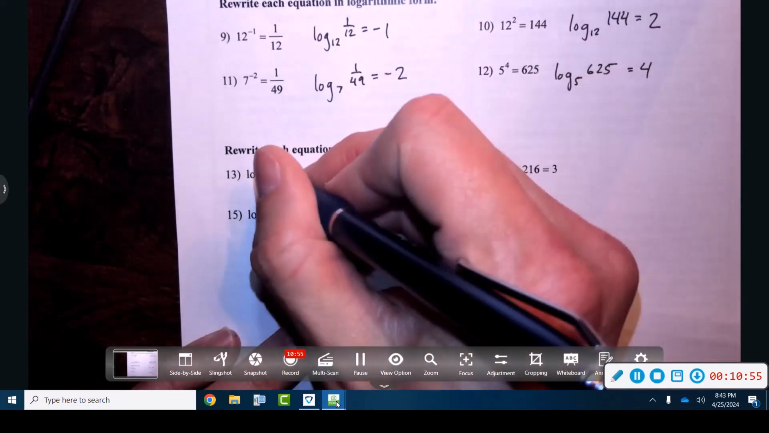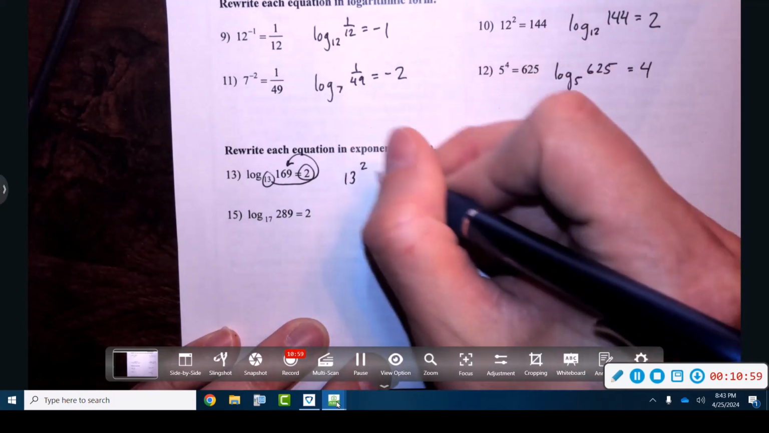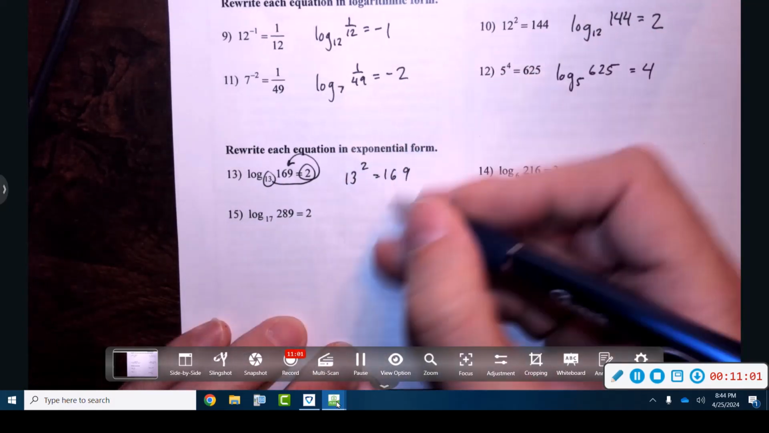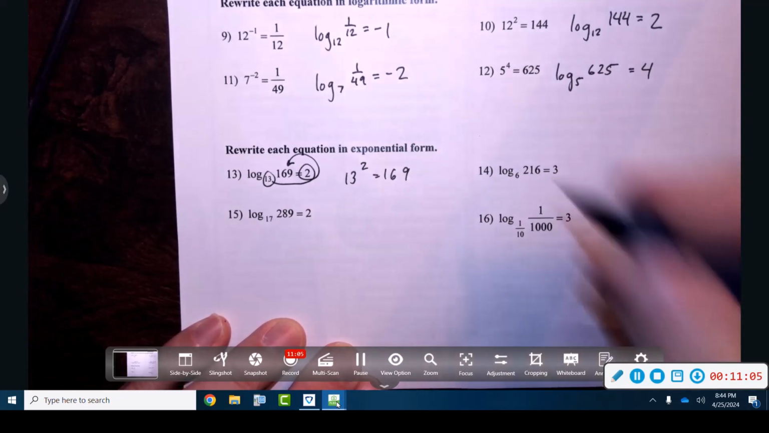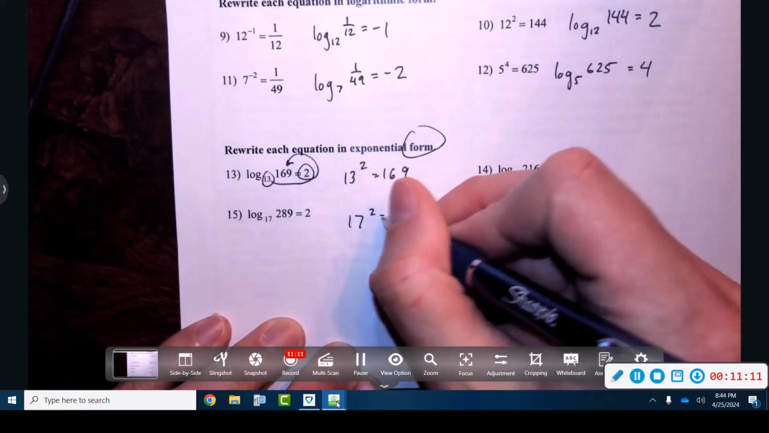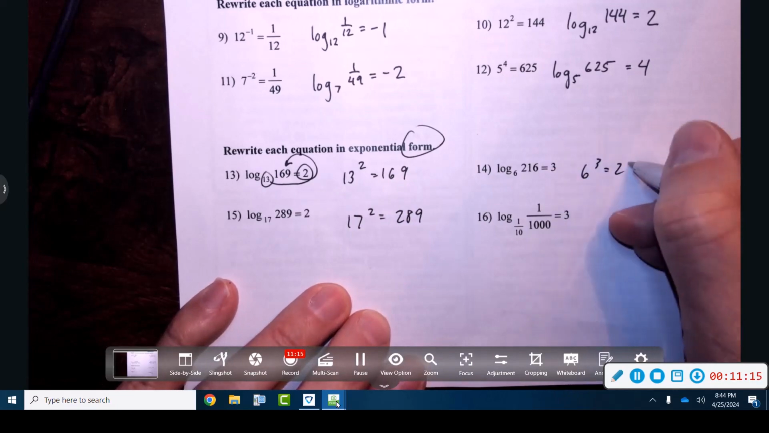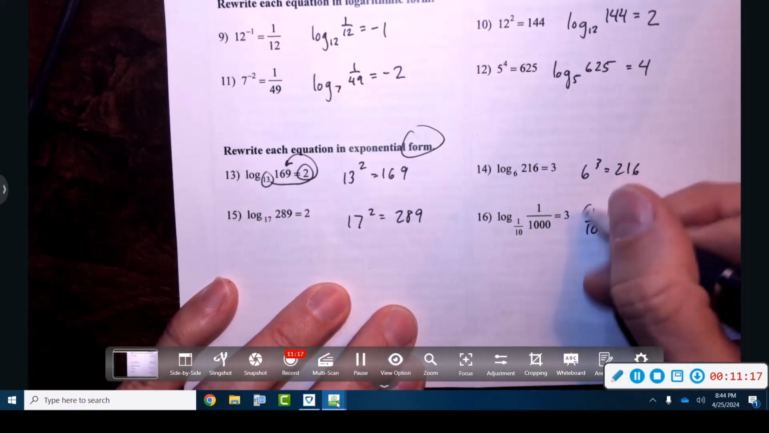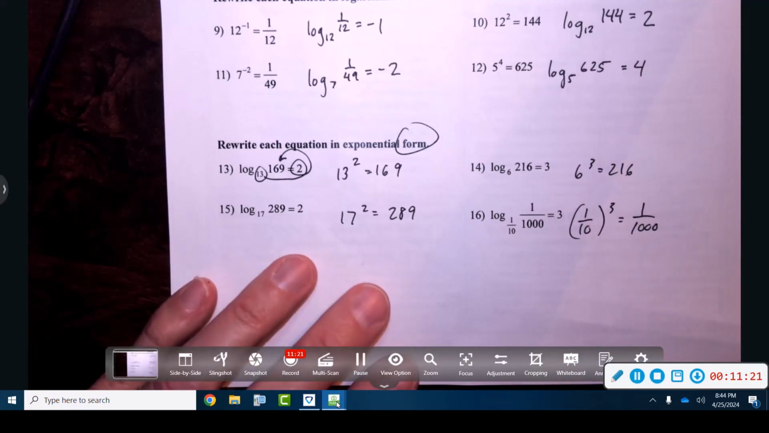13. Now here's where you want to do the loop. Okay, so 13 squared equals 169. There's nothing to calculate. You're just showing its form. So again, you're not calculating anything. You already know what it is. Okay, 17 to the second power is 289. 6 to the third power is 216, and 1/10 to the third power equals 1 over 1,000. Okay, that's all it's asking.